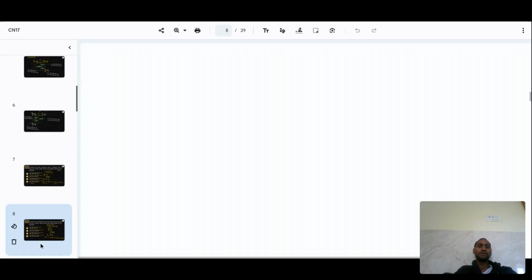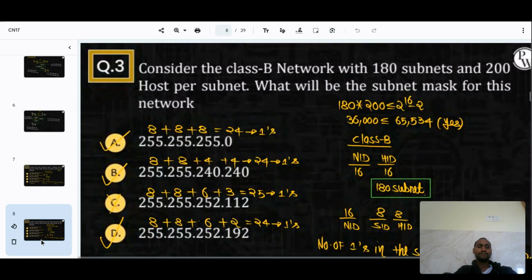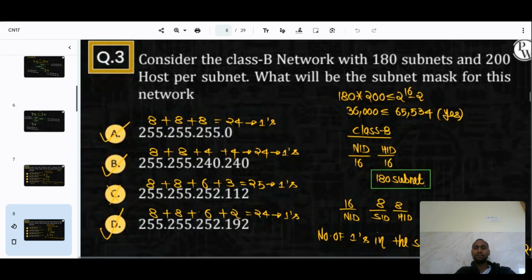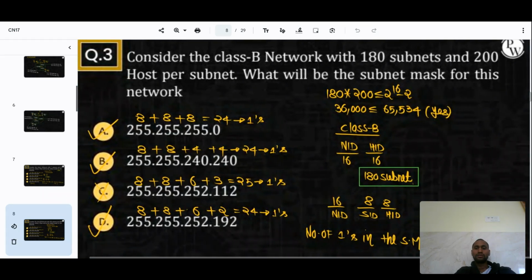Then go to the third question. Consider the class B network with 180 subnets and 200 hosts per subnet. What will be the subnet mask for this network? If this is a similar question, you can solve it. Here is the answer. We can check whether it is possible or not.